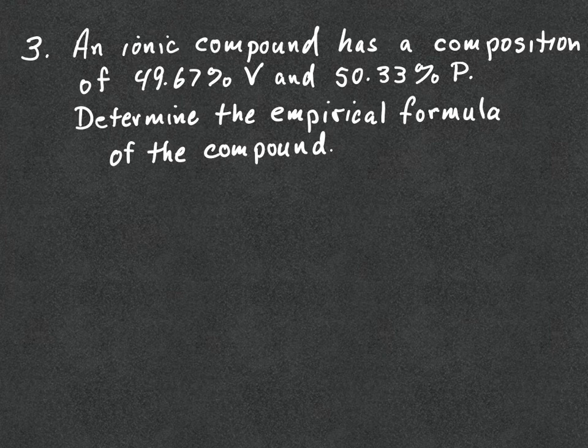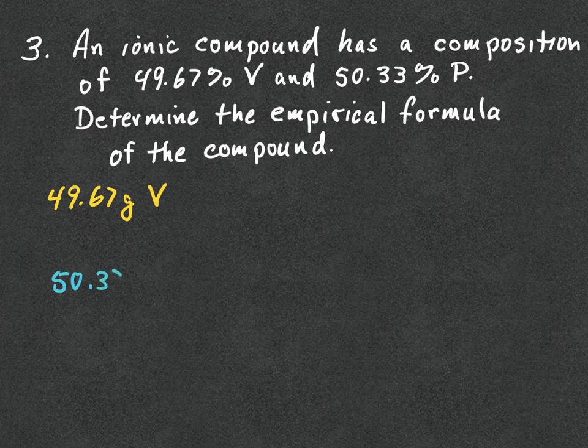So let's remember, if we've got something given in percentages, we can assume that we are going to start with 100 grams of material. So we would start with 49.67 grams of vanadium in that 100 grams, and we would start with 50.33 grams of phosphorus in the 100 grams of starting material that we assumed we analyzed.